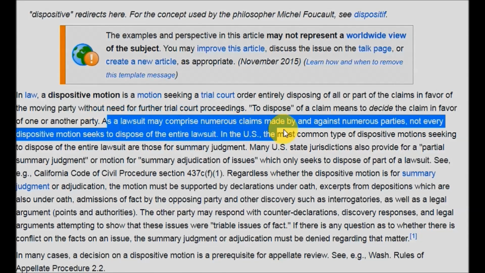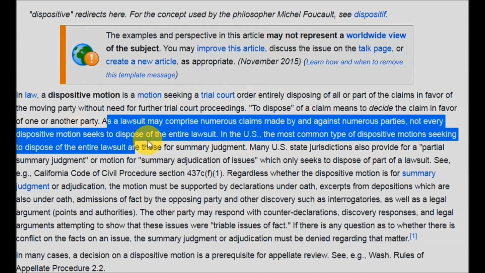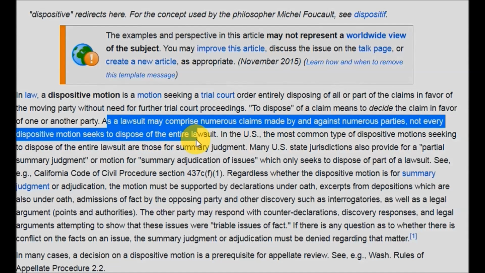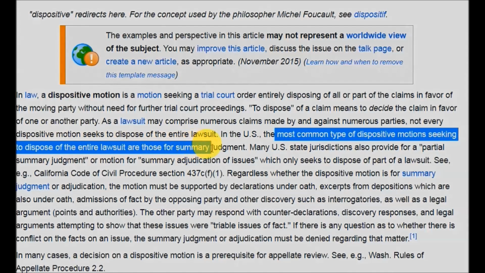A lawsuit may comprise numerous claims made by and against numerous parties. Not every dispositive motion seeks to dispose of the entire lawsuit. In the U.S., the most common type of dispositive motion seeking to dispose of the entire lawsuit are those for summary judgment.